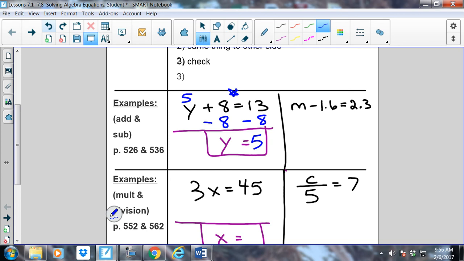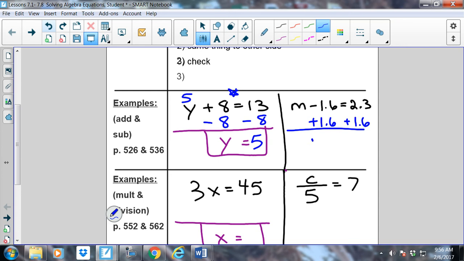Okay. Next example involving subtraction. So isolate the variable. Get it all by itself. What's over here on the left-hand side with the m? Well, minus 1.6 is. So the opposite of minus 1.6 is plus 1.6. So that takes care of isolating the m. To balance everything out, we've got to do a plus 1.6 on the other side.